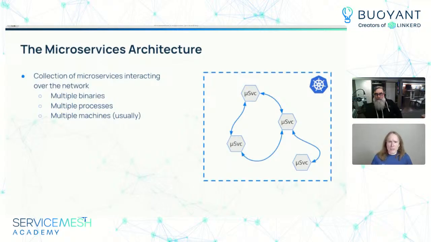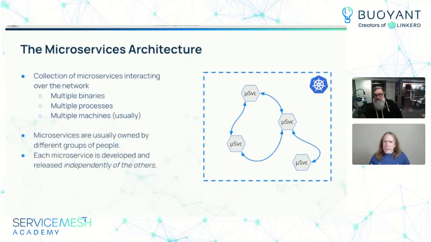It certainly makes it different. I think it makes it better, although the jury's out on that in some cases. The idea here is that instead of a collection of functions within a process, you have a collection of microservices that interact over the network. So you're going to have multiple binaries, multiple processes, usually running on multiple machines. And usually each microservice, or maybe each handful of microservices, is owned by a separate group of people.